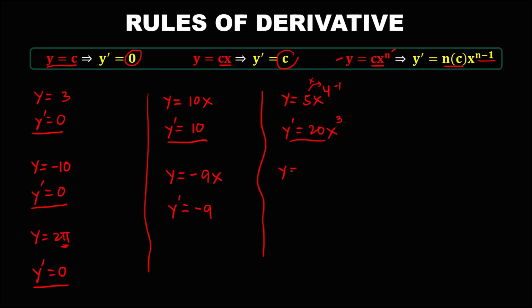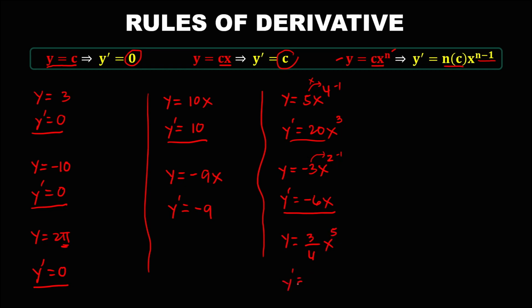Then if we have y equals negative 3x to the power 2, to find the derivative, this negative 3 times 2 is negative 6, then x with the exponent minus 1, so that's to the power 1, or just negative 6x.